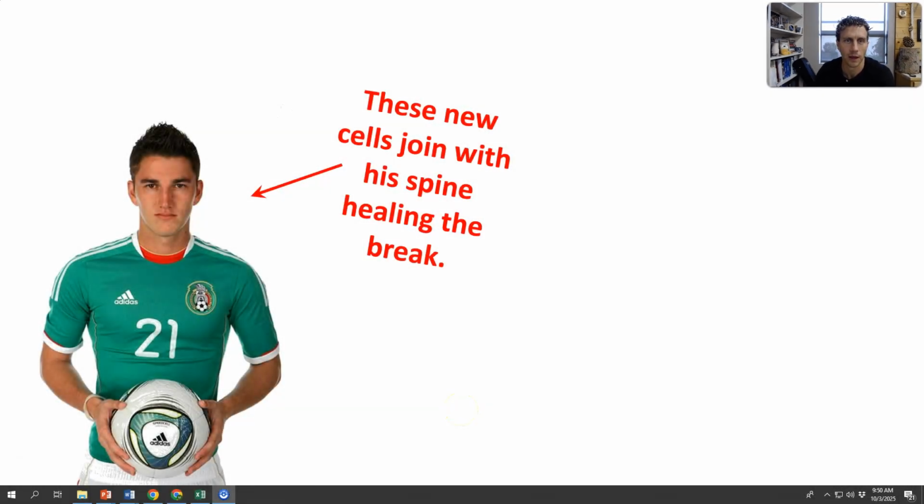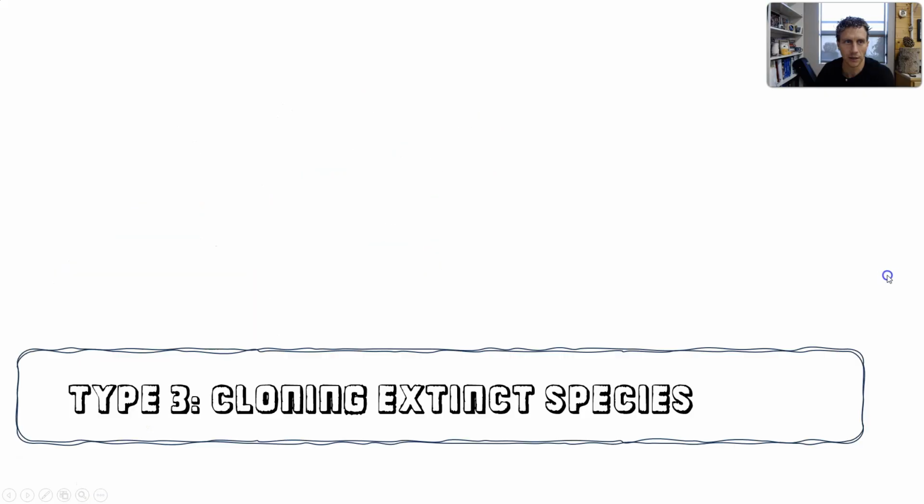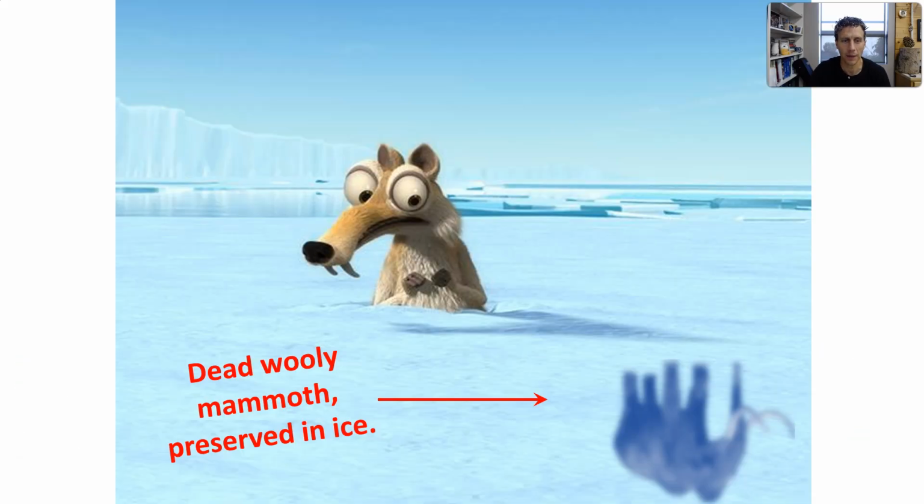Okay. So that is the idea with therapeutic cloning. Third type, cloning extinct species. Dead woolly mammoth preserved in the ice. Are there actually woolly mammoths that are preserved in the ice? Yeah, there are. They're old. They've been down there for, say, 1,000 years, and they are preserved in the ice. Bacteria cannot make them deteriorate.